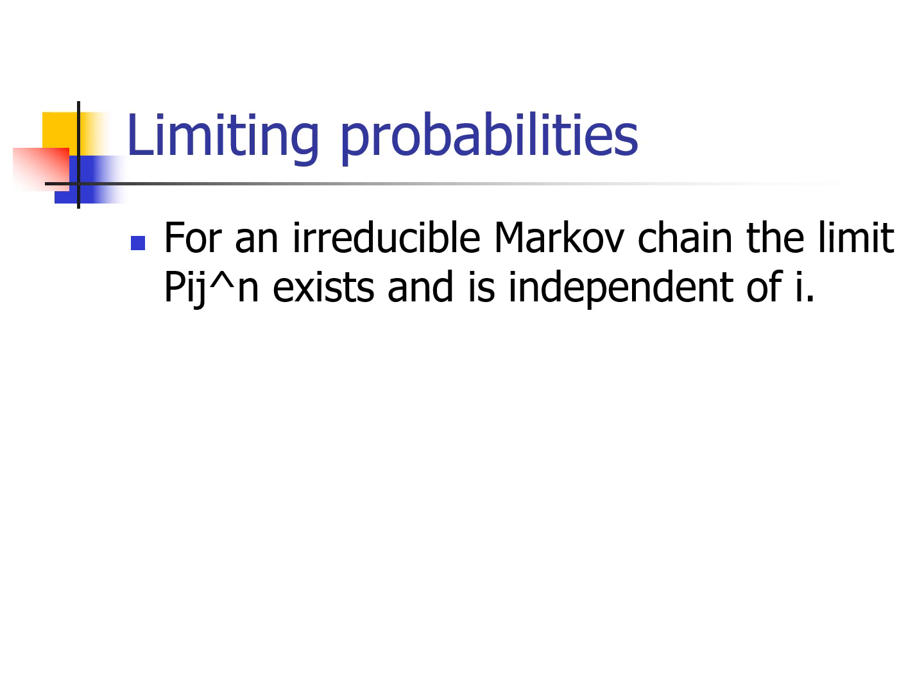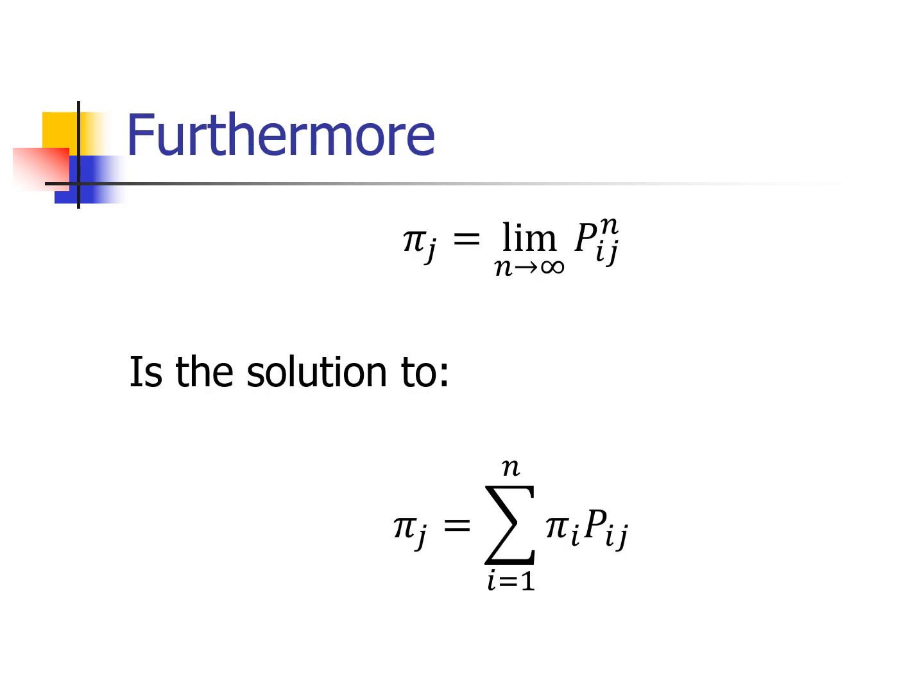Now, this is why we care about irreducibility. If we have an irreducible Markov chain, then we can prove that the limit of Pij to the n exists, and it's independent of the i where we started. Furthermore, if we denote pi j as that limit, then we can show mathematically that pi j is just the sum over all the pi's times the one-step transition probabilities.